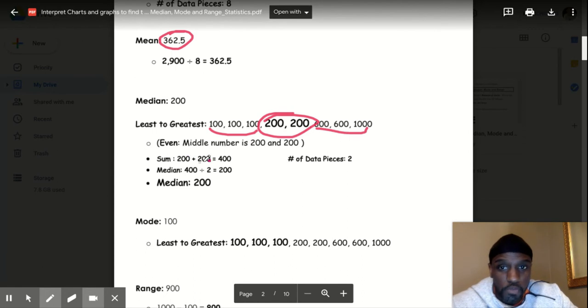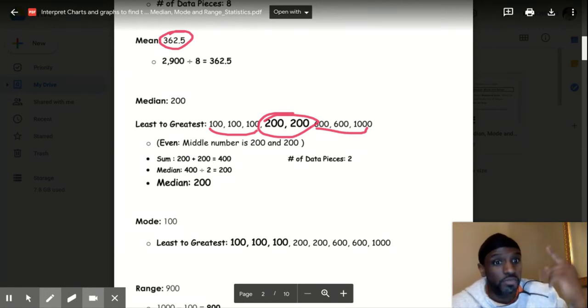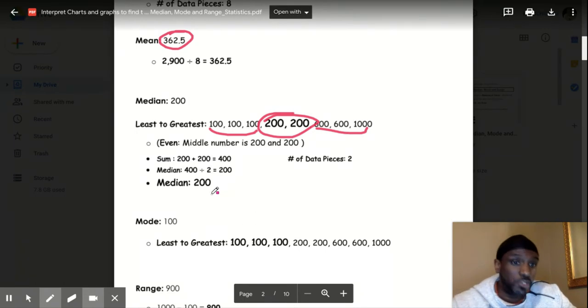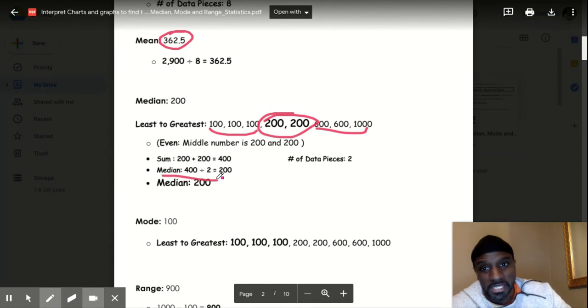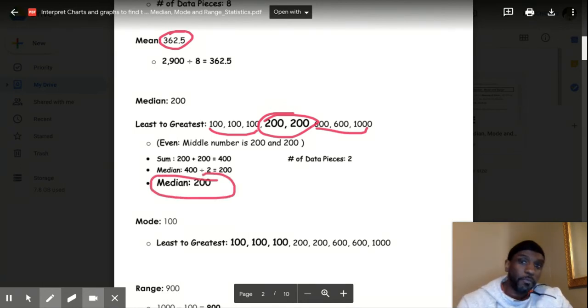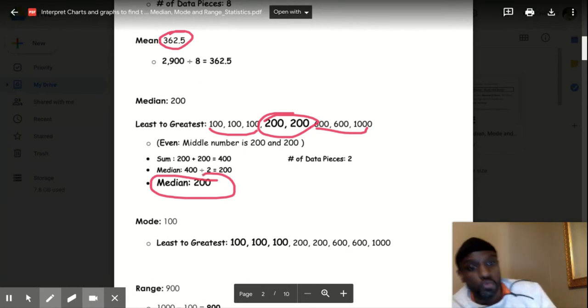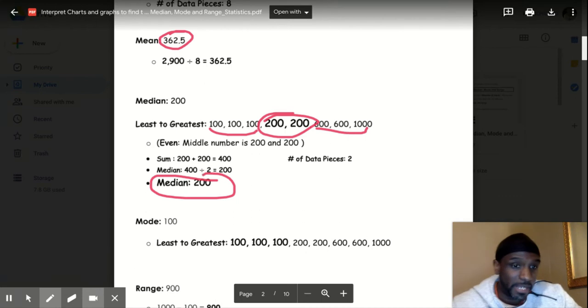So 200 plus 200 is 400. I have 2 numbers, right? 200 and 200. So I'm dividing by 2. So 400 divided by 2 is 200. So my median is 200. Now, if my 2 middle numbers were 200 and 300, it would be 200 plus 300, which is 500, and then you divide that by 2, which would be 250. So this would be my 2 middles, and the 200 in this case.